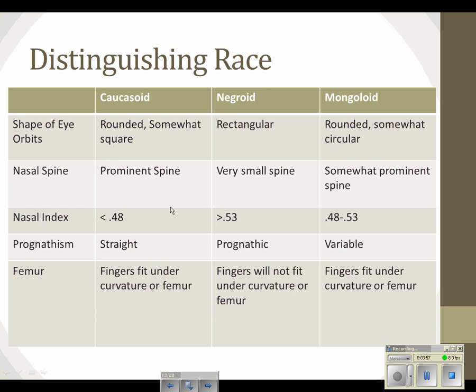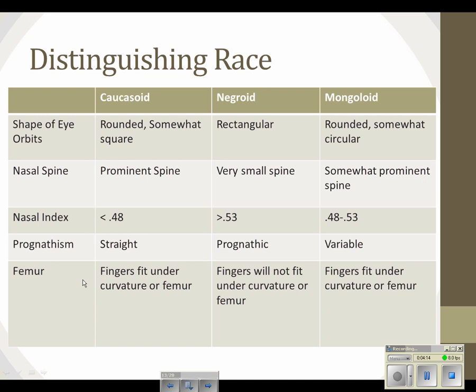The nasal spine is actually a little bone in the nose we'll look at in a minute. You can look at that, and it's going to be somewhat prominent in Mongoloid, very prominent in Caucasoid, and very small in the Negroid. The nasal index you'll look at when you do your lab, and prognathism we'll look at in a minute.